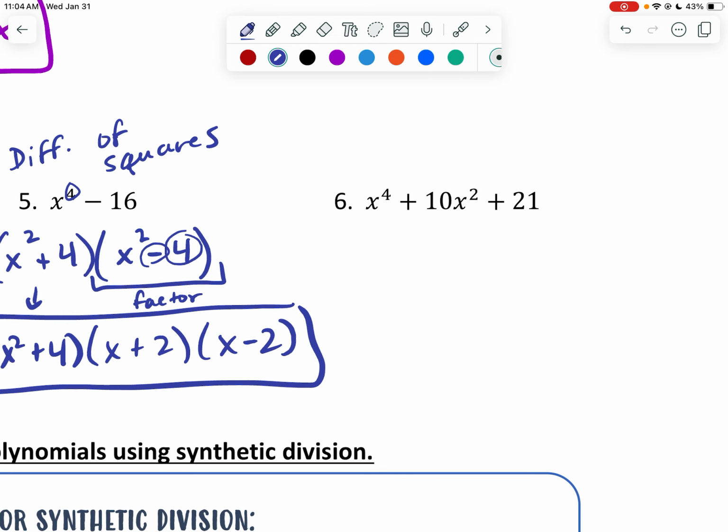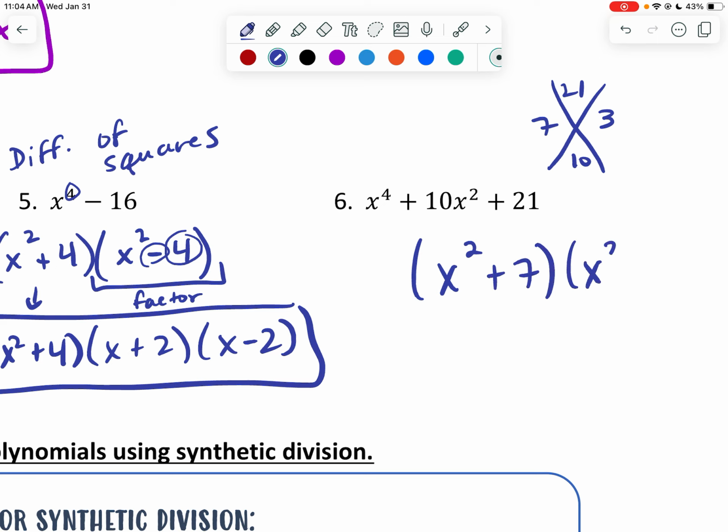Okay, and then last one, number 6 here. This is 3 terms. Anything with 3 terms, we do it with the x. So we want to multiply to 21. Oops, not add to 7. Add to 10. So that would be 7 and 3. So then again, just like the last one, we don't want x, we want x squared. And then we're not solving, so that's it.